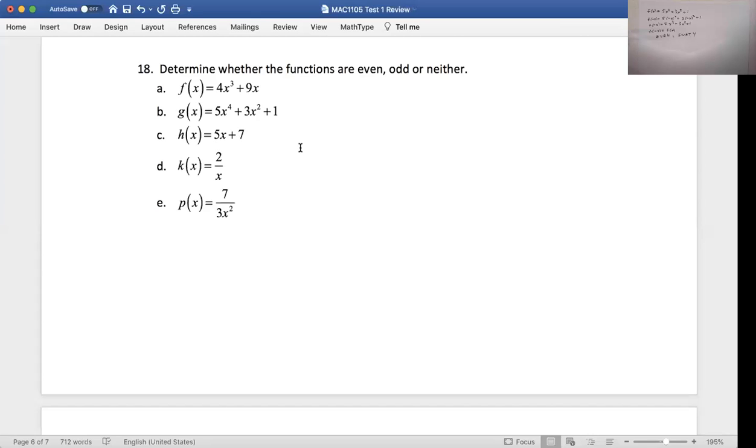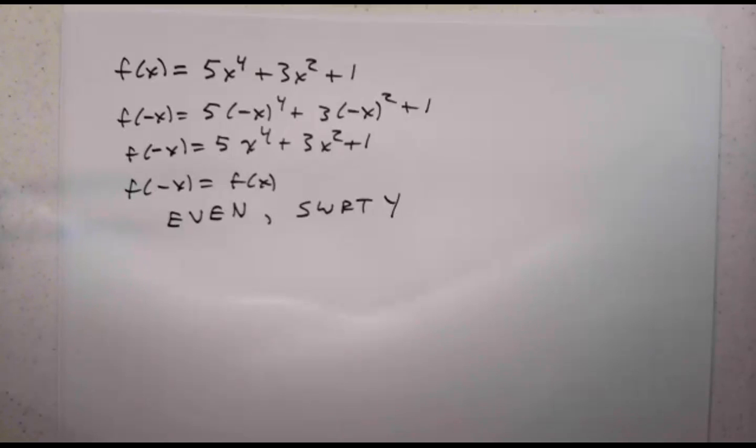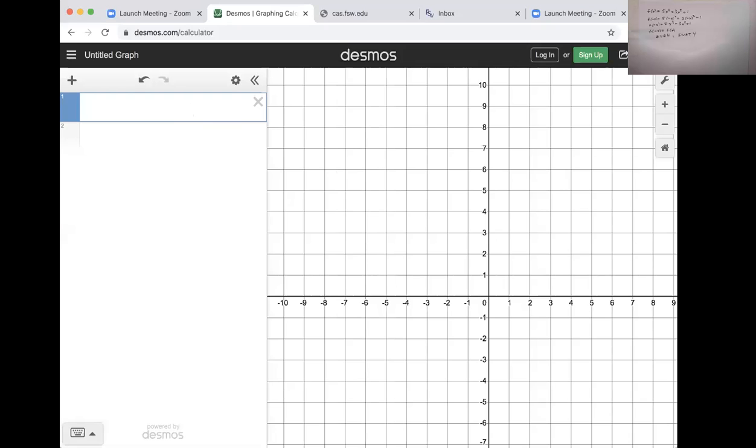Make sure I use the correct letter. That should have been g of x to be consistent. But you understand what I'm going for there, I think. So let's go back to Desmos. g of x is 5x to the fourth plus 3x squared plus 1.